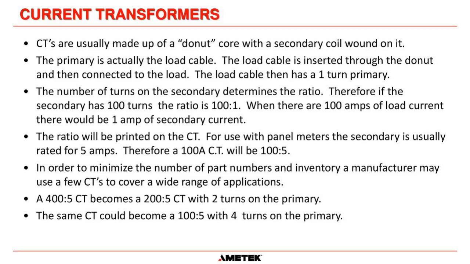If you're a manufacturer, such as SCI, you want to minimize the number of parts in inventory and the number of part numbers. So you can take a 400 to 5 CT, and if you put 2 turns through the primary, it becomes a 200 to 5 CT. And you could use the same CT with 4 turns on it and end up with a 100 to 5 CT. So one current transformer, one part number, can serve multiple applications.